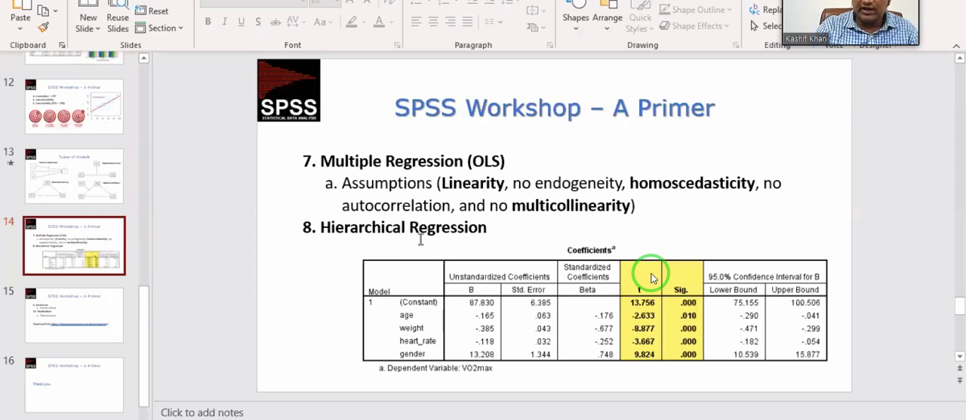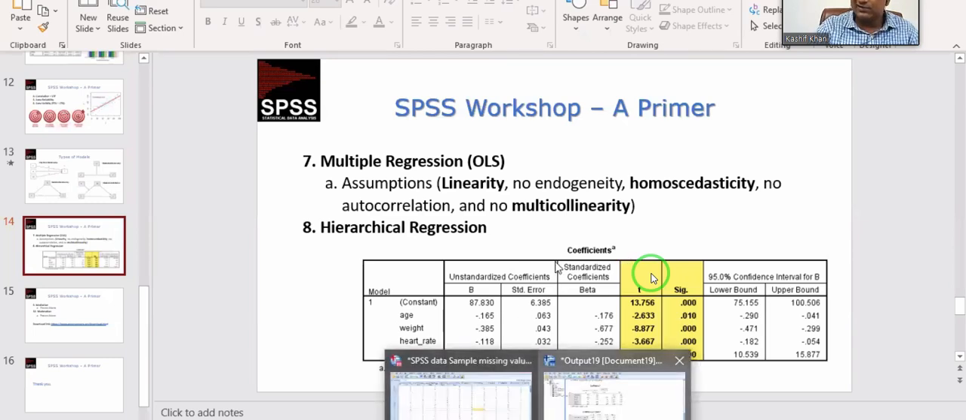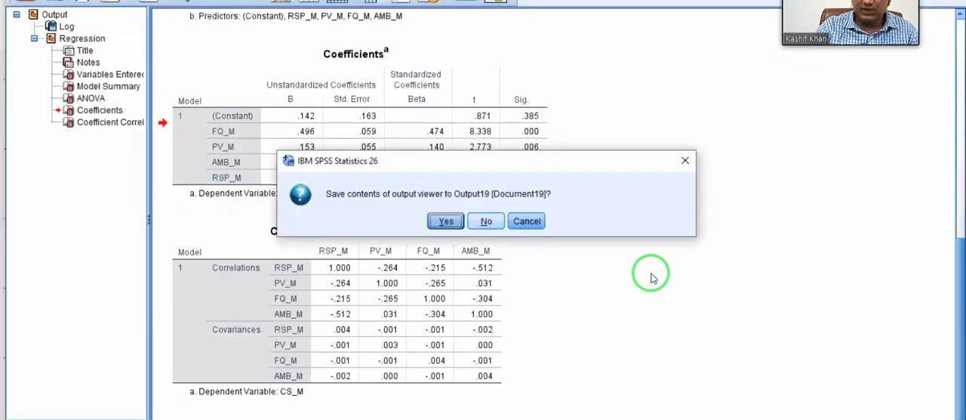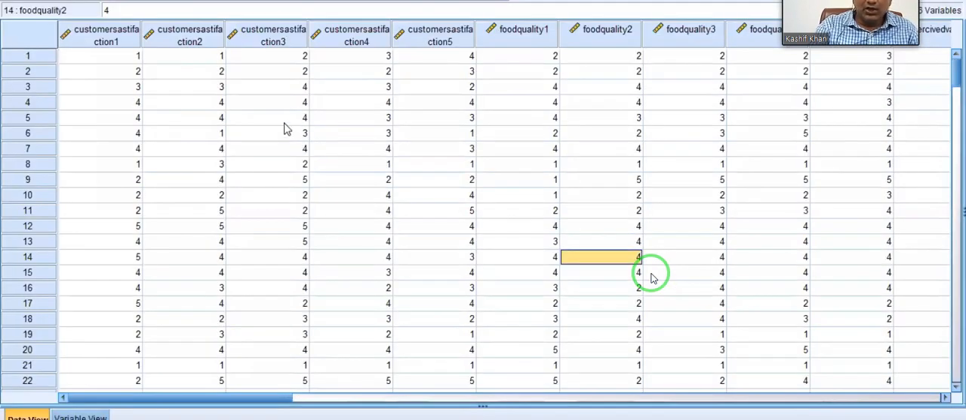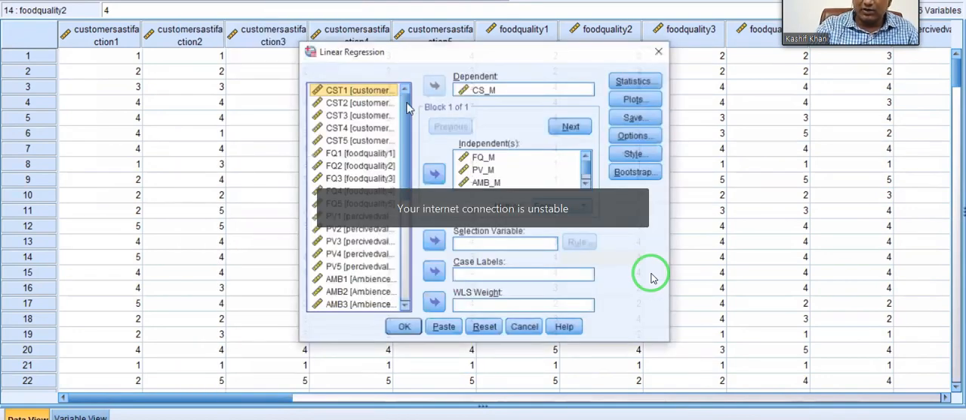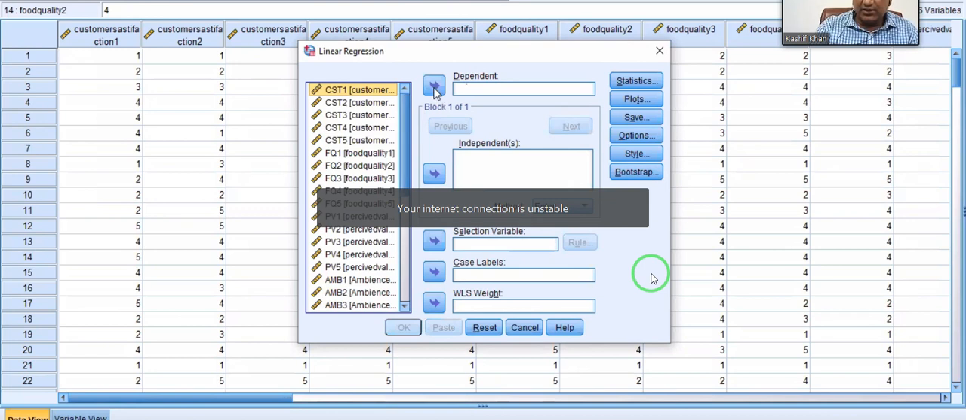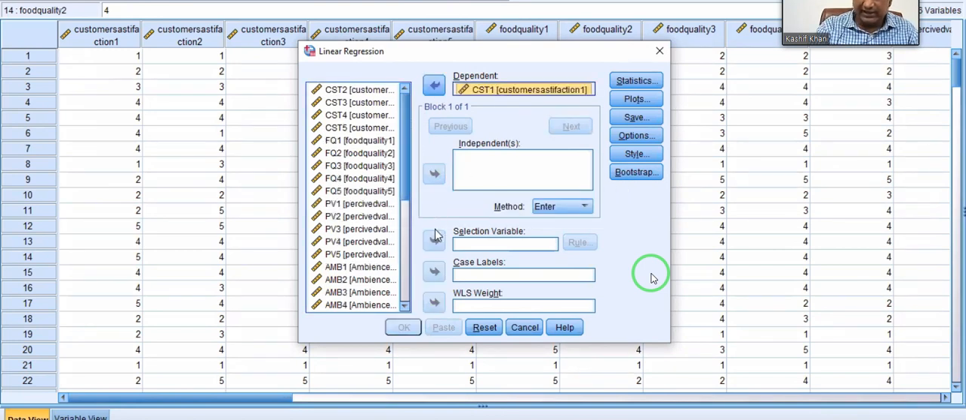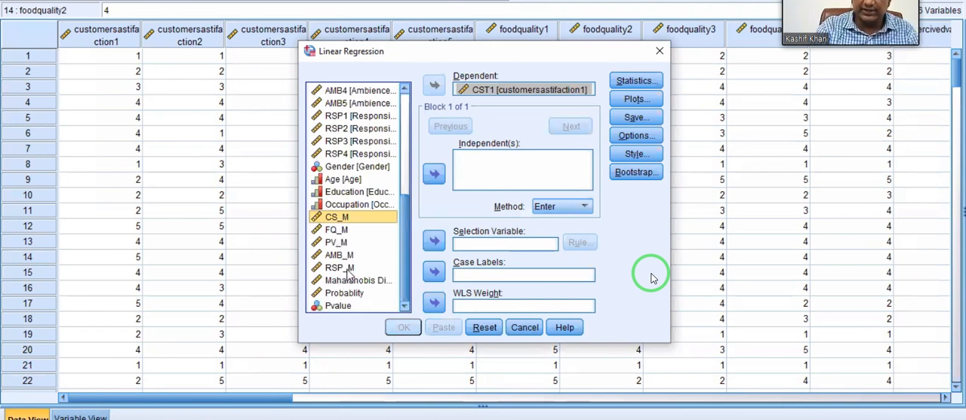Okay, let's go next. Hierarchical regression. Now, what do you mean by hierarchical regression? Let's think about it. Let me close it and go back to regression. What if our argument is this: we want to understand customer satisfaction, and we know that food quality, perceived value, relationship and responsiveness explain it. But we also believe that gender matters here.